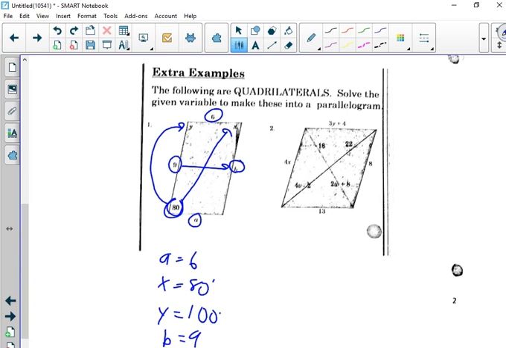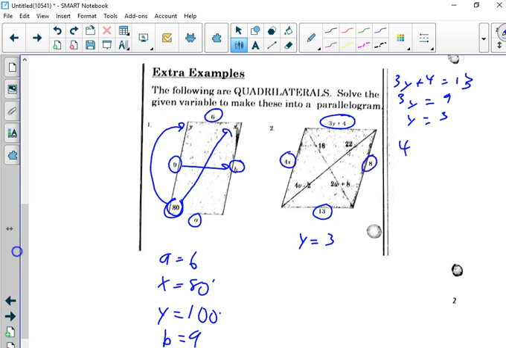A little bit more over here on number 2. 3y plus 4 equals 13. That's probably 33. Subtract 4. 3y equals 9. y equals 3. So we have our first variable, y equals 3. Over here, 4x equals 8. Divide by 4, x equals 2.